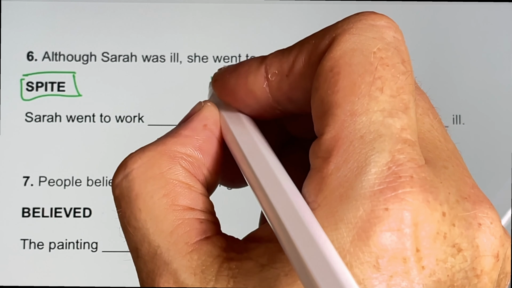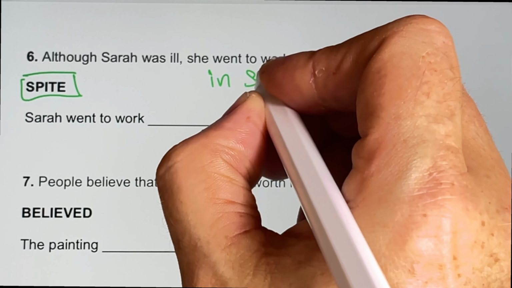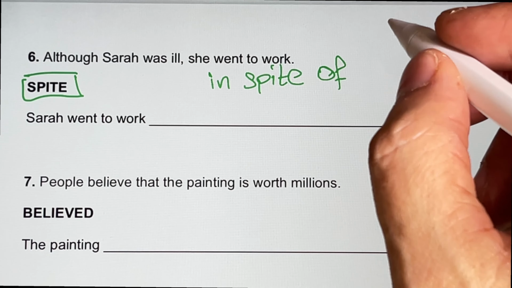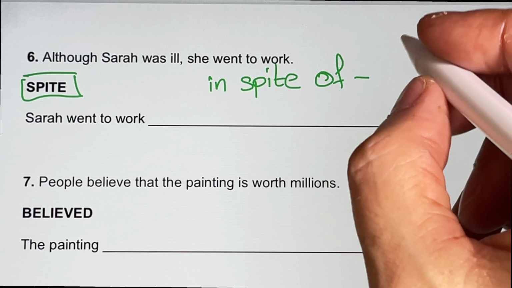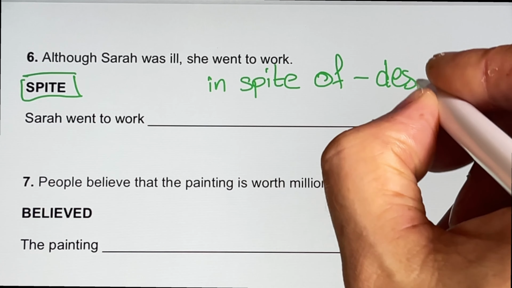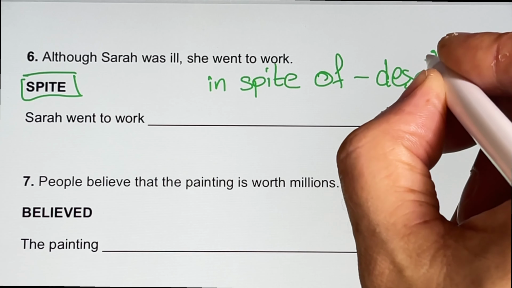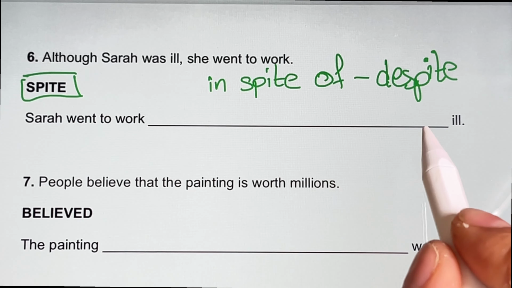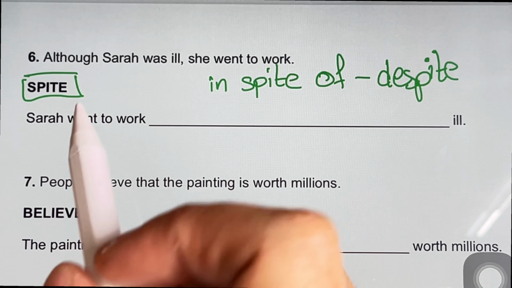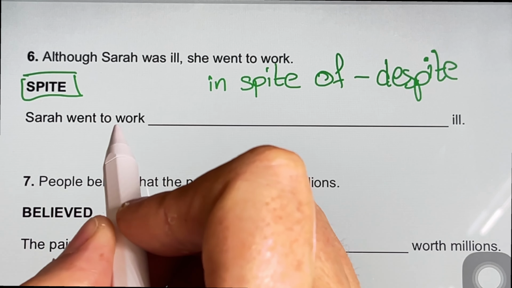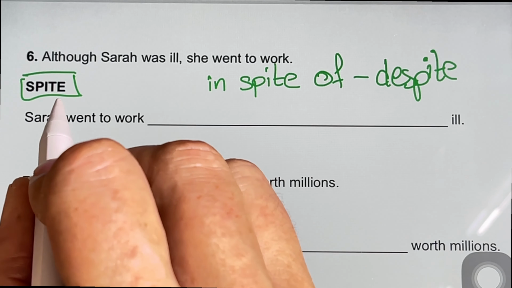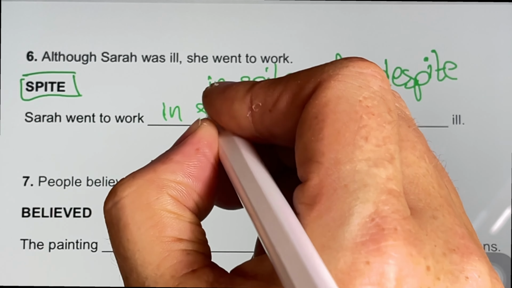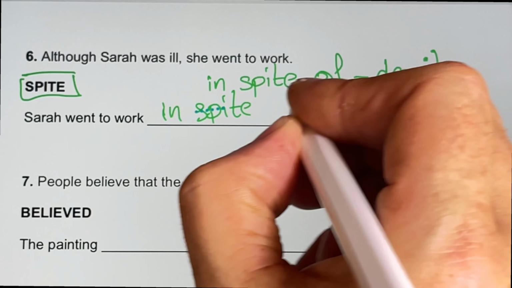So this one is "in spite of", and you have the other one, which is "despite". It's not "despite of", it's not "in despite". Now, it says Sarah went to work, and we have to put "despite", so we will put "in spite of", because that is the expression. In spite of.